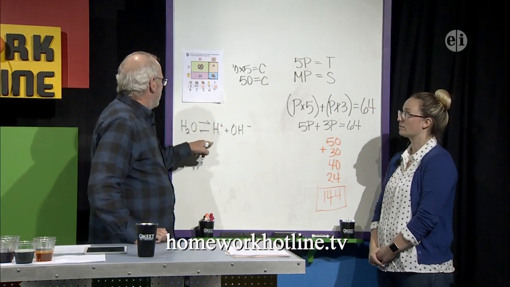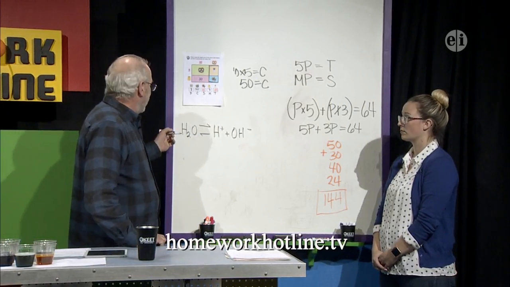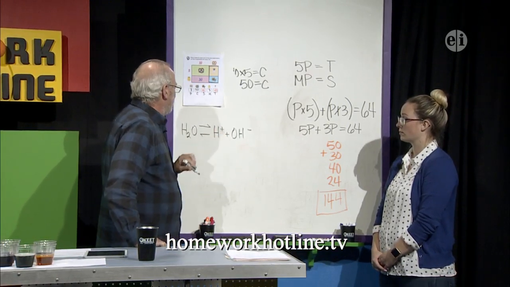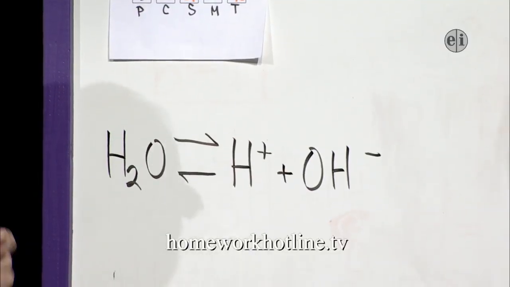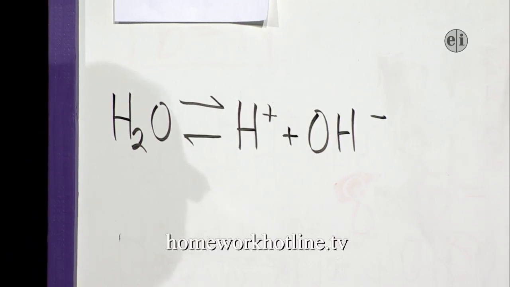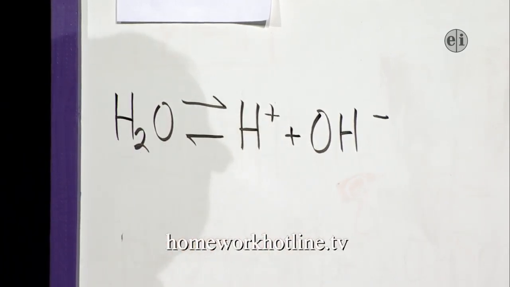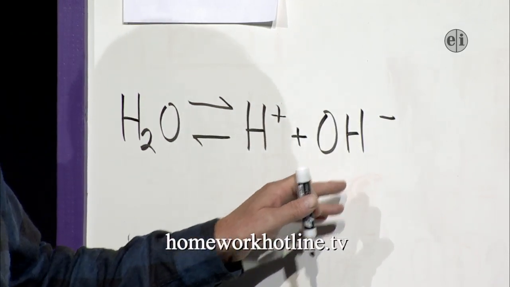Really the correct way to say this is that the hydrogen combines with another water molecule and makes H3O+. But for simplification, we'll just say this is what's happening. It's happening to a small amount, and anything that contributes to the hydrogen ion concentration is going to be an acid. Anything that adds to the hydroxide concentration is going to be a base.